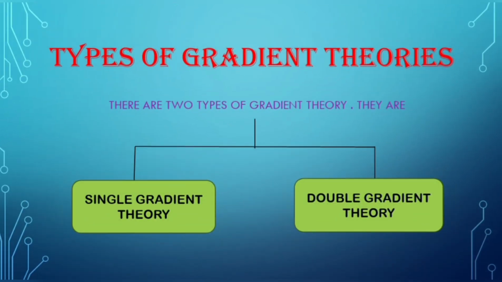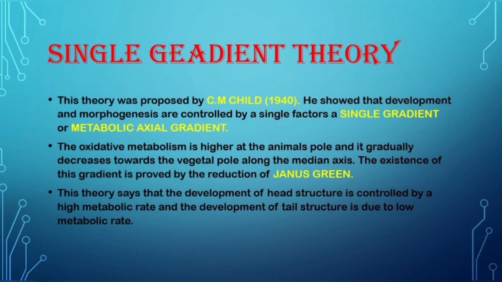Types of gradient theory. There are two types of gradient theory. They are single gradient theory and double gradient theory. Single gradient theory. This theory was proposed by C.M. Child in 1914. He showed that development and morphogenesis are controlled by a single factor, called single gradient or metabolic axial gradient. The oxidative metabolism is higher at the animal pole and it gradually decreases towards the vegetal pole along the median axis. The existence of this gradient is proved by the reduction of Janus green.